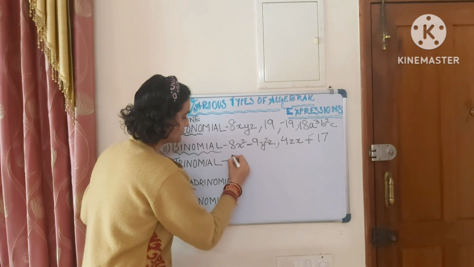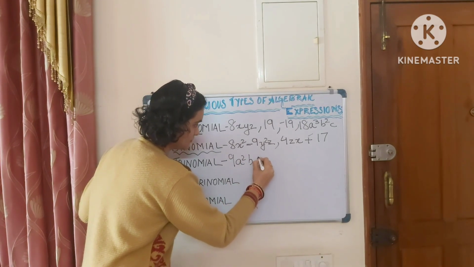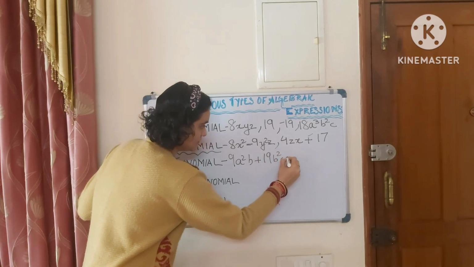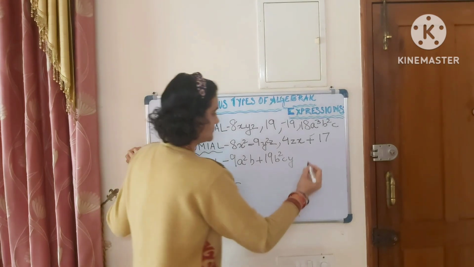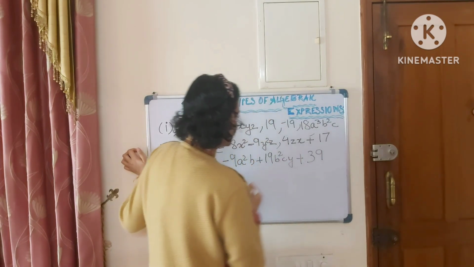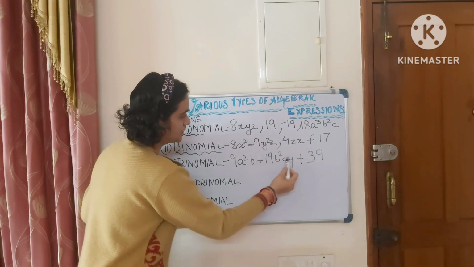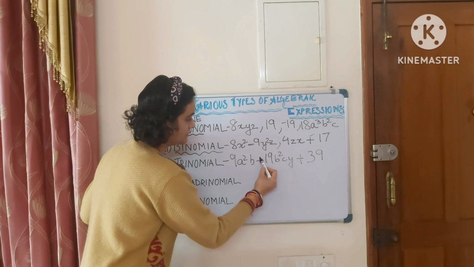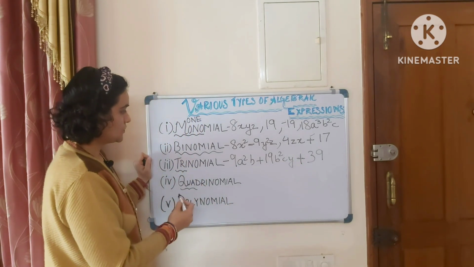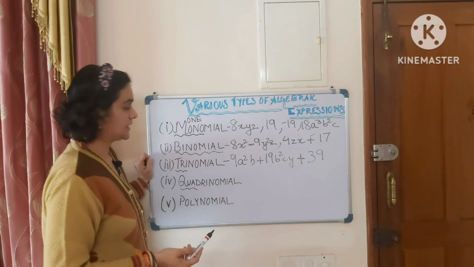Like, let's say 9a square b plus 19b square cy. I'm just writing from my mind. Plus 39. Okay? There are 3 terms, 1, 2 and 3, and they have been brought together by 2 plus signs. It could be a minus sign also. So there are 3 terms, therefore we call this algebraic expression a trinomial.